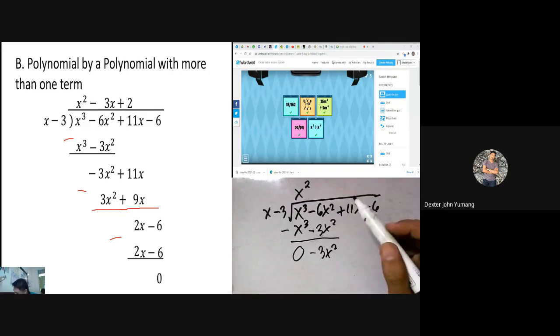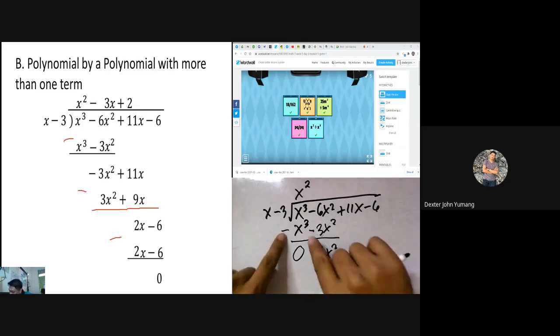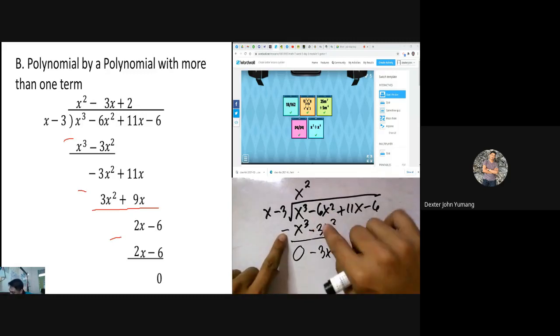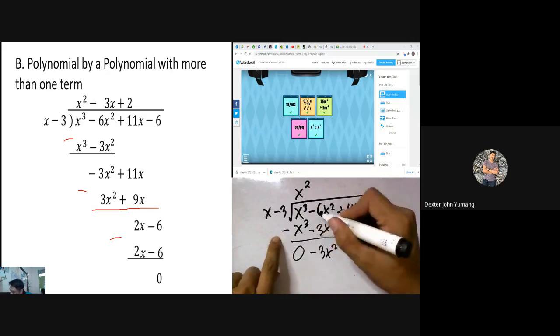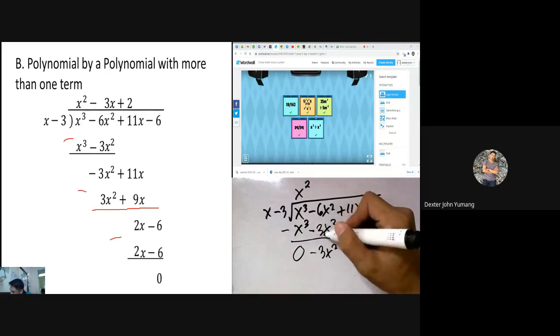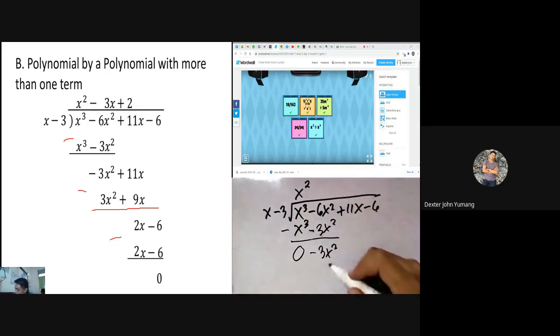Paano po naging negative 3x squared? Ganito po. Negative, negative, magiging positive na yan siya. So, magiging positive 3 na ito. Then, meron kang utang na 6. Ibabayad mo ng 3. So, 3 na lang yung kulang mo. And kulang is negative. So, negative 3x squared.